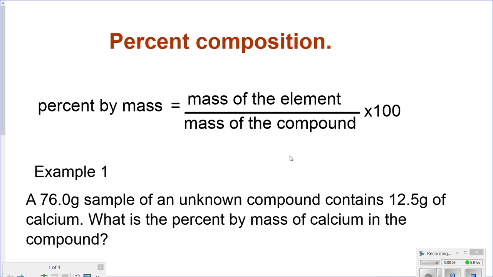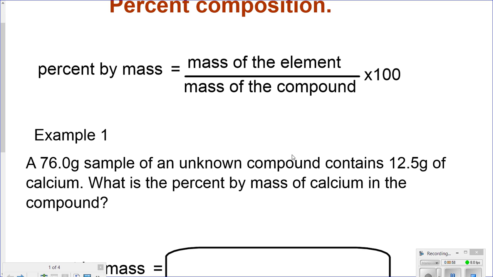Let's look at example 1. A 76.0 gram sample of an unknown compound contains 12.5 grams of calcium. The compound, I don't know what it is, but I know that in the compound, 12.5 grams is made of calcium. What is the percent by mass of calcium in the compound? If I look at this equation on top, it says mass of the element over the mass of the compound times 100.